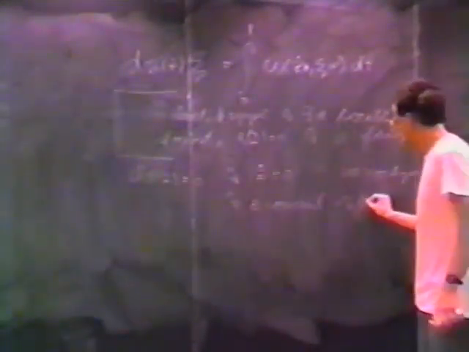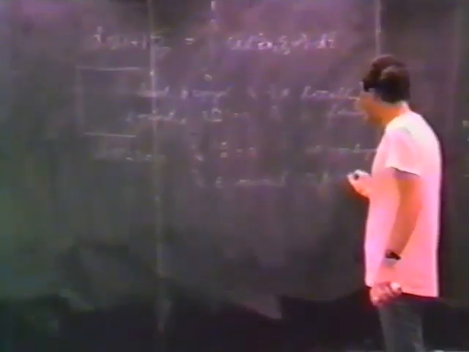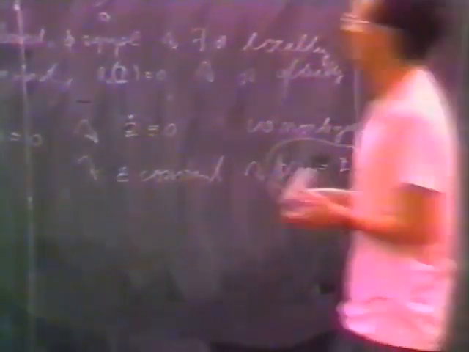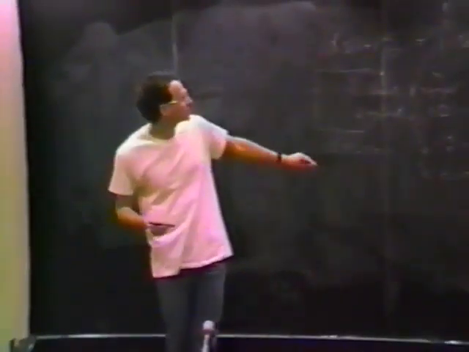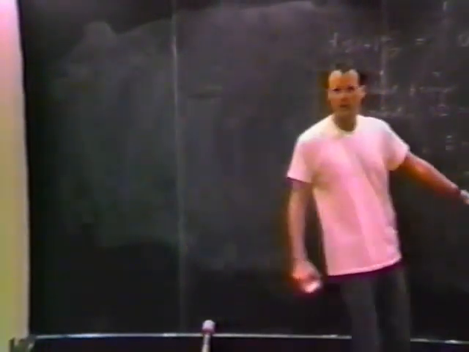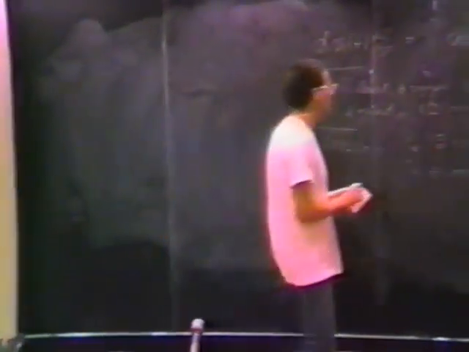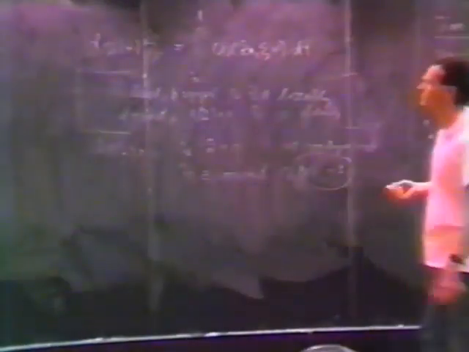Now that implies that phi of z of zero, which is z, is equal to z, because of the boundary condition. So critical points are in one-to-one correspondence with fixed points. Of course, you can go the other way around: you get a critical point for each fixed point. Now the problem is solved.